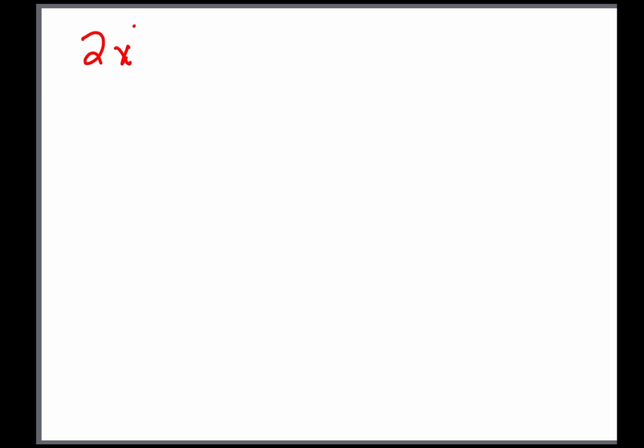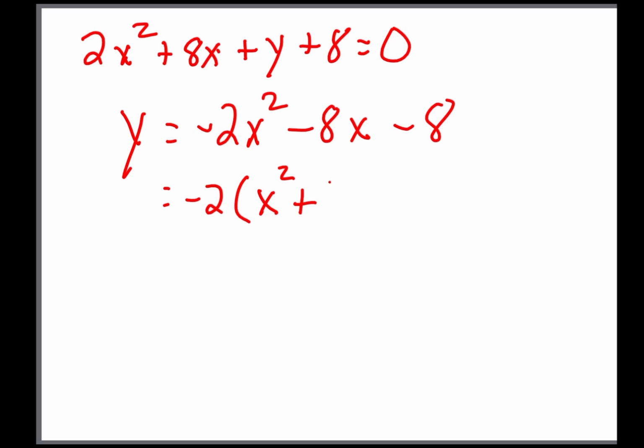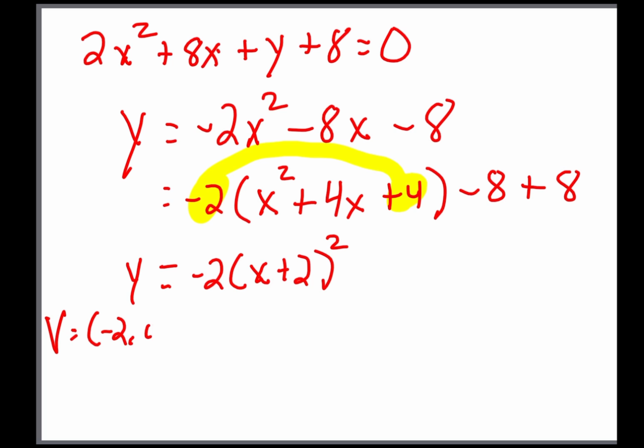Let's go with 2x squared plus 8x plus y plus 8 equals 0. So y equals -2x squared minus 8x minus 8. We're going to have to complete the square, so I'm going to take out a -2. So that gives me x squared plus, because I took out a -2, 4x. Complete the square. Half of 4 is 2. 2 squared is 4, so I'm going to add a 4 in there. We've got -8, but I've got -2 times that, so I've actually subtracted 8. So I have to add 8 to this. So factor, so -2 times x plus 2 squared, and then 0. So it gives us our vertex. It's y equals. So our vertex is at -2, 0.